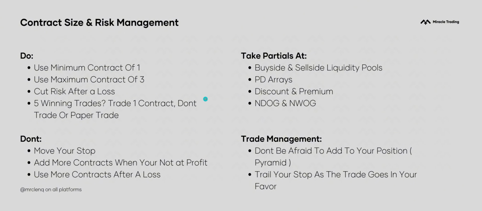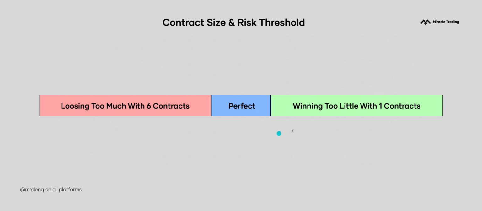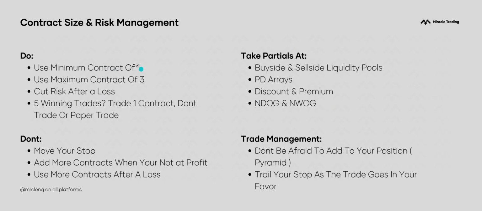This is after you pass your fund account. So this is what you should do. You should use a minimum contract of 1 and a maximum contract of 3. Again, going back to this right here, you can adjust these contracts as well. So this is for me personally. What I like to use is a minimum of 1 contract and a maximum of 3 contracts.